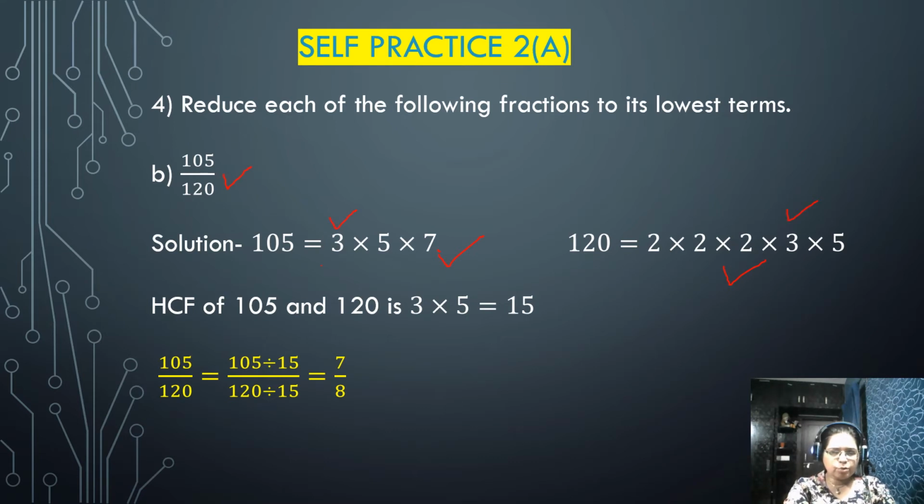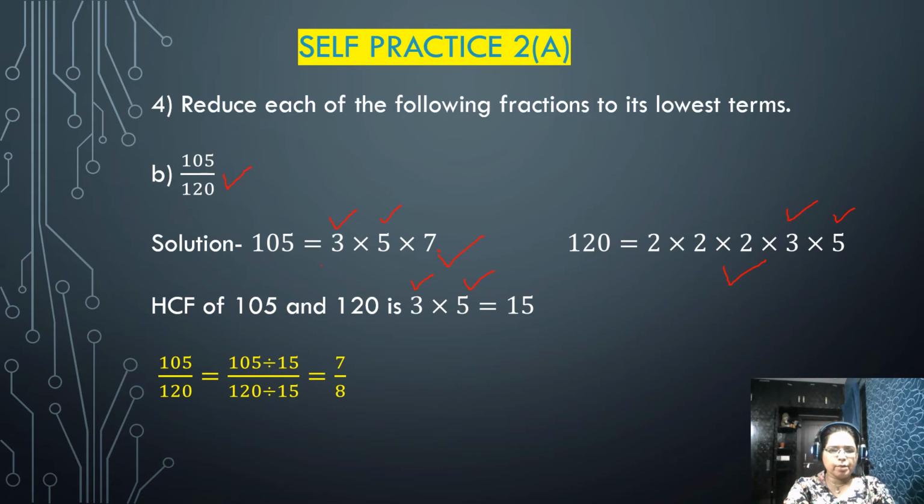So we have to write down a single 3. And in 105 there is only one 5. In 120 also there is only one 5, so we have to write down 5. And in 105 there is one 7, but in 120 there is no 7, so we don't write 7. That is not in common between both.